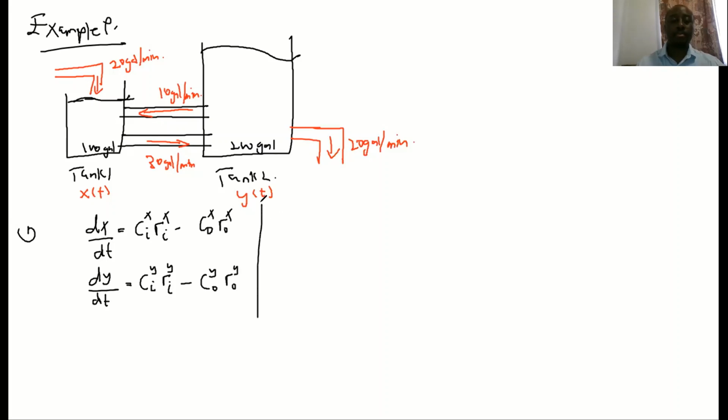We have an inflow concentration times an inflow rate for tank 2 minus an outflow concentration times an outflow rate. So notice that there are two inflows, right? Two outlets at which brine is flowing into tank 1. So I have two inflow concentrations and two inflow rates. For the first one, there's pure water being pumped at a concentration of 0 pounds per gallon, and it's coming at a rate of 20 gallons per minute.